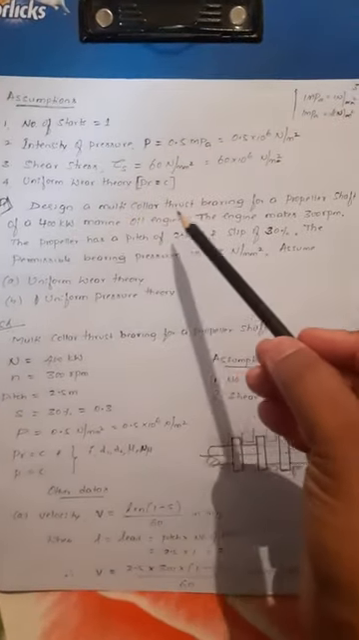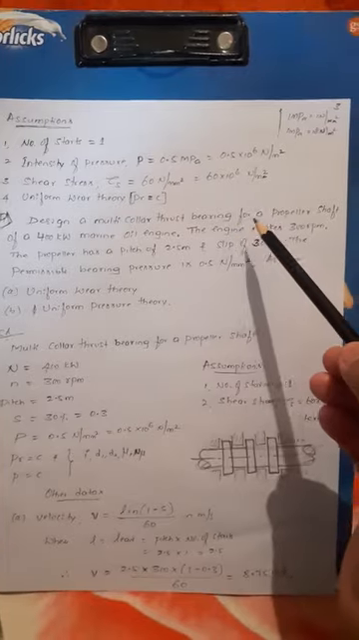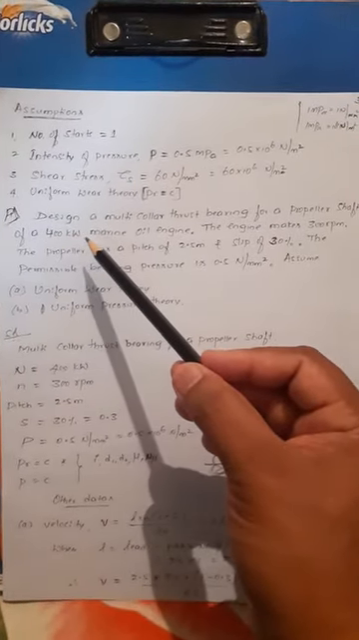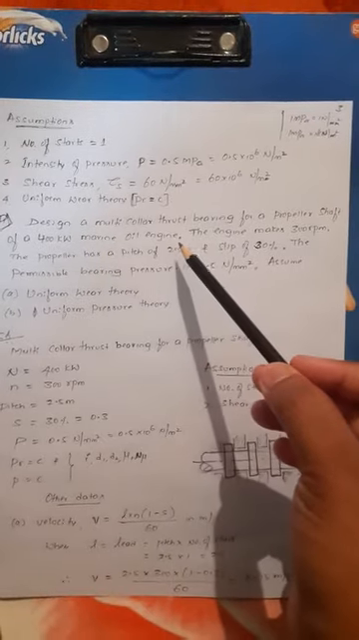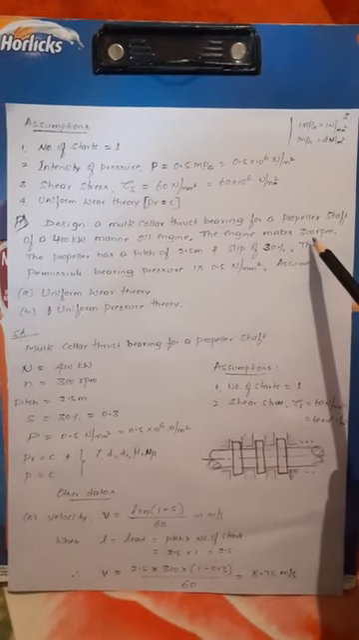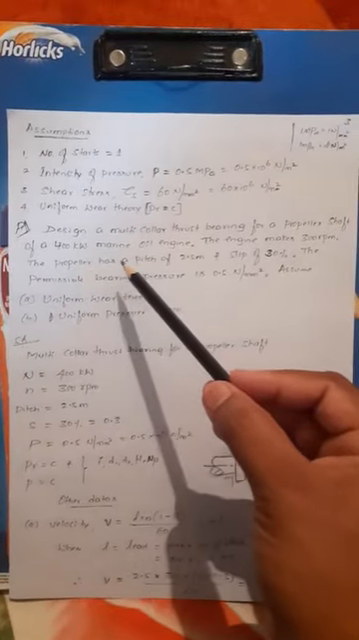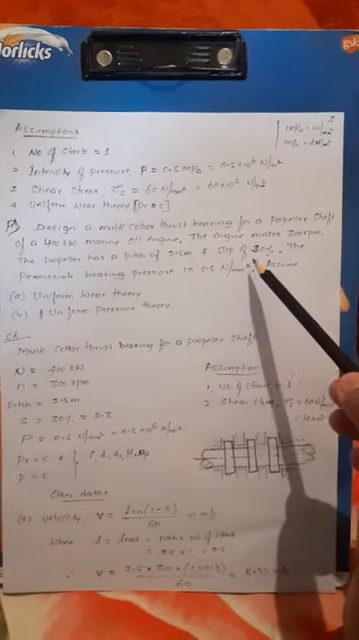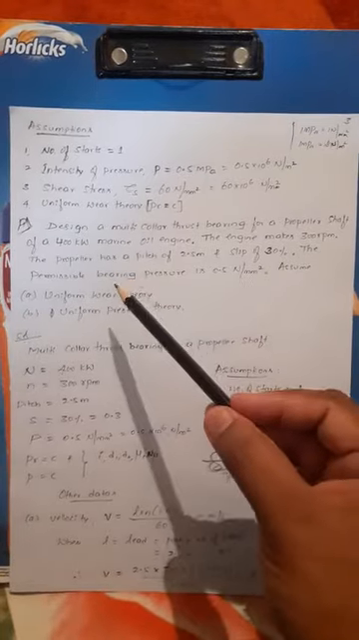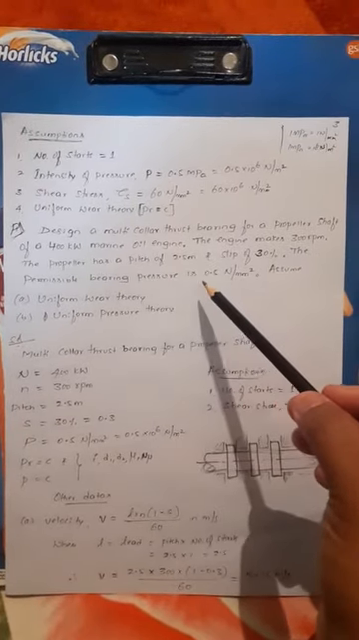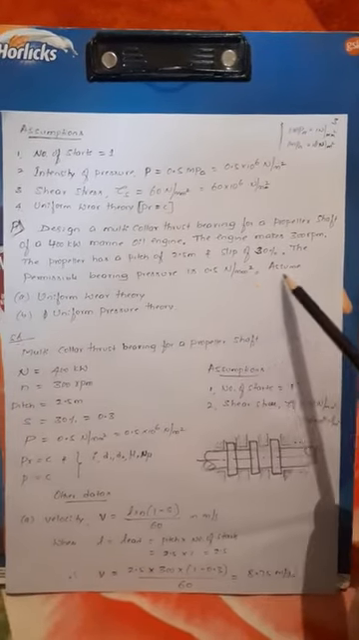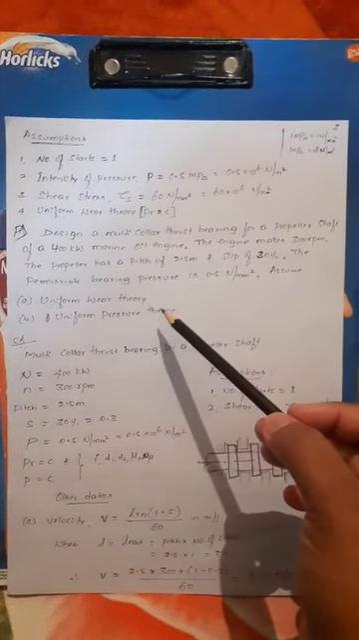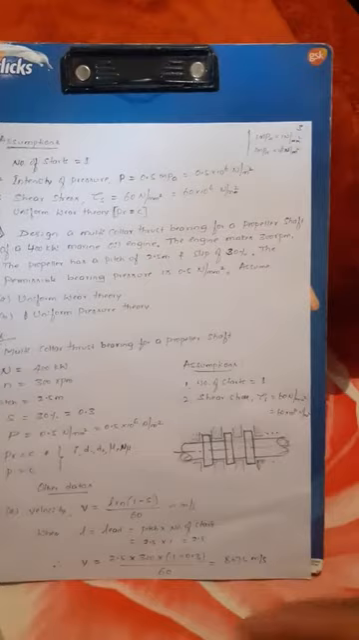Design a multi-collar thrust bearing of a propeller shaft of a 400 kilowatt marine oil engine. The engine makes 300 rpm. The propeller has a pitch of 2.5 meter and a slip of 30%. The permissible bearing pressure is 0.5 Newton per mm square. Assume first the uniform wear theory, second the uniform pressure theory. Then you go for design.